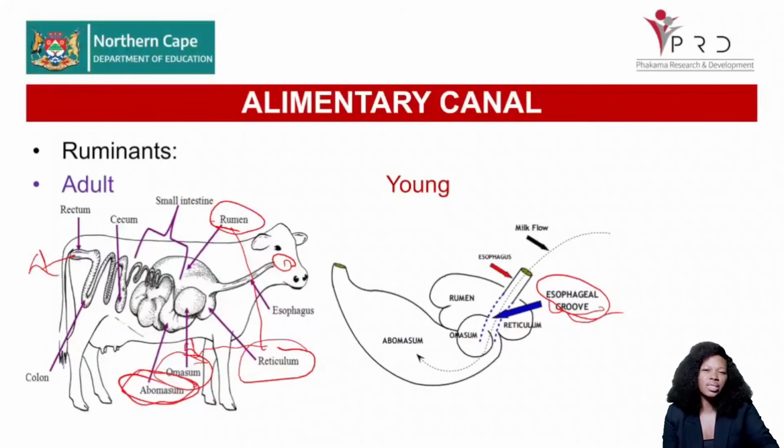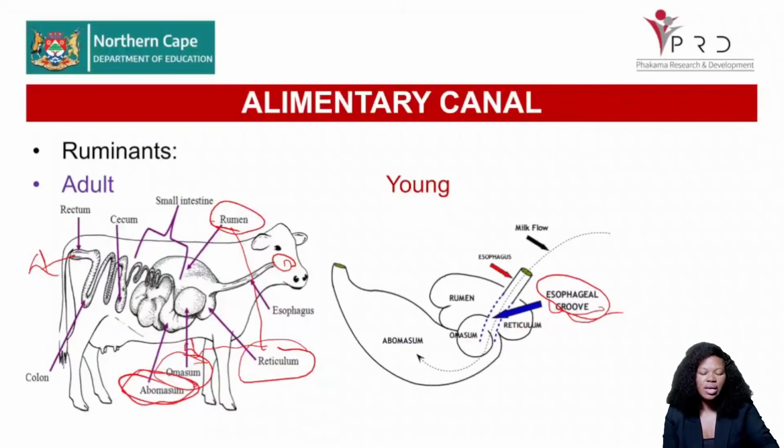We also have a complex stomach, but this complex stomach is completely different from that of an adult ruminant. How so? The first 3 compartments, which are the rumen, reticulum, and omasum, are underdeveloped. It is only the abomasum that is functioning, especially in ruminants that are still suckling, depending on milk alone.